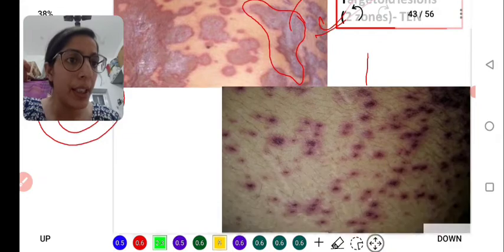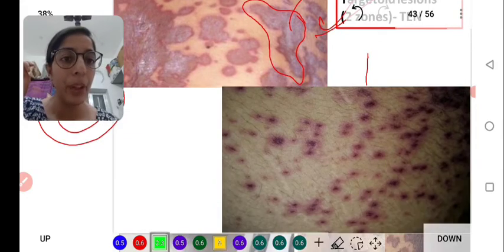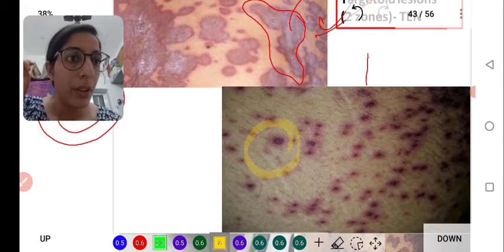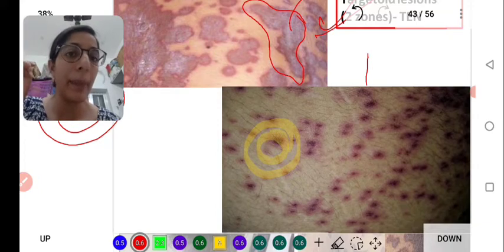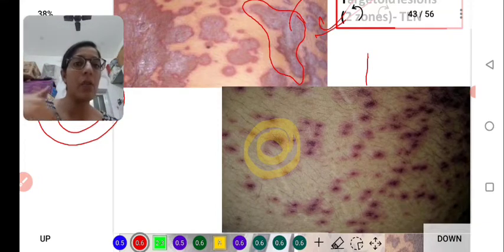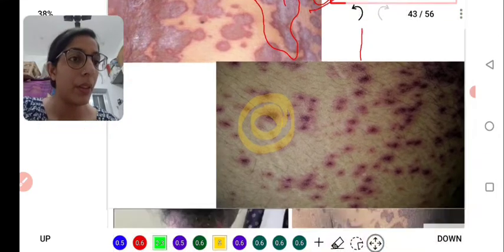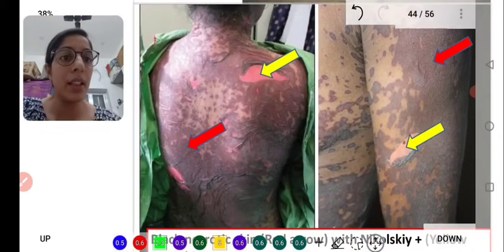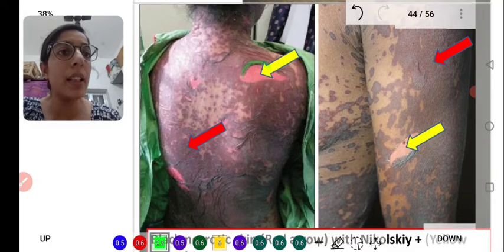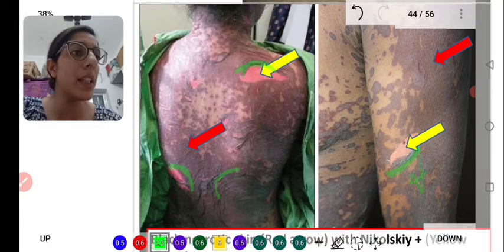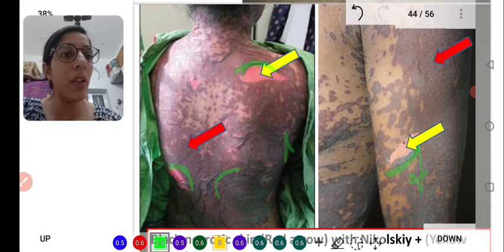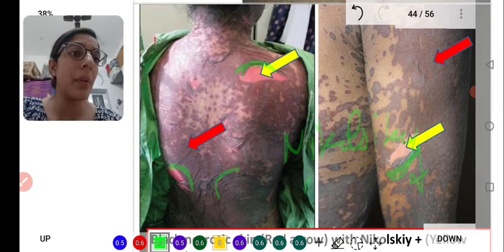Here you can see only the two areas, two colors: a dark color in the center and a light pinkish-red color on the outside. This is the peeling of the skin. You can see this is the removing of the skin, the peeling of the skin. This is known as the Nikolsky sign. Positive.